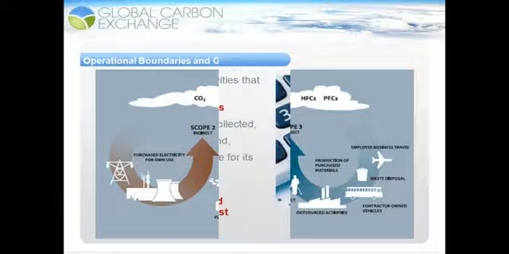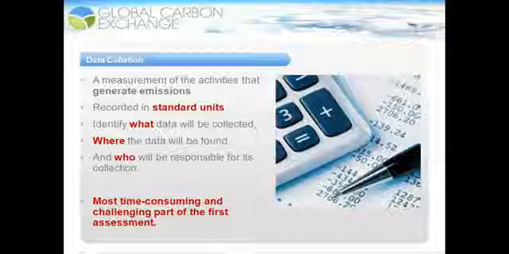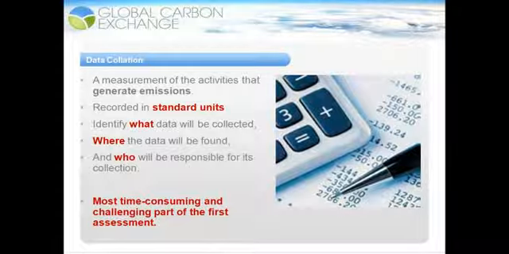Data collation. Okay, so we need to understand exactly what needs to be collected within the boundaries that we have chosen. And really the big thing we need to understand about this is we ideally need data in standard units. Standard units being kilowatt hours, liters of diesel, liters of petrol, cubic meters of gas, whatever it is that we need to understand in standard units. Okay? We need to identify what data needs to be collected, where the data will be found, and who will be responsible for its collection. This all needs to be defined in the planning process.